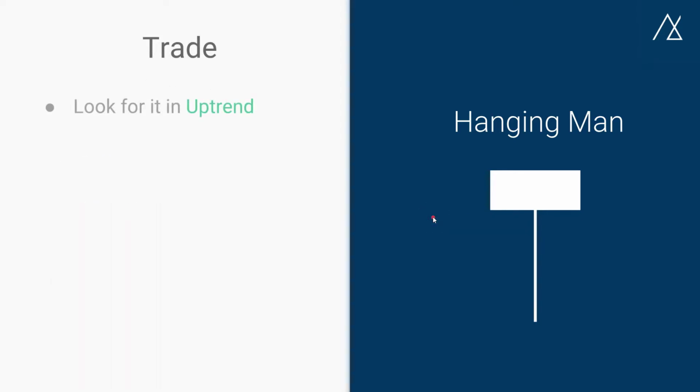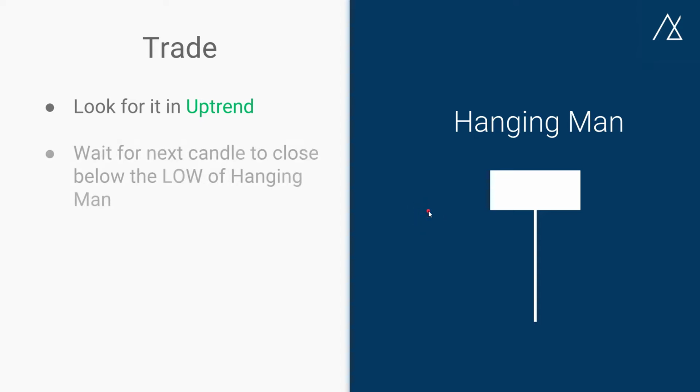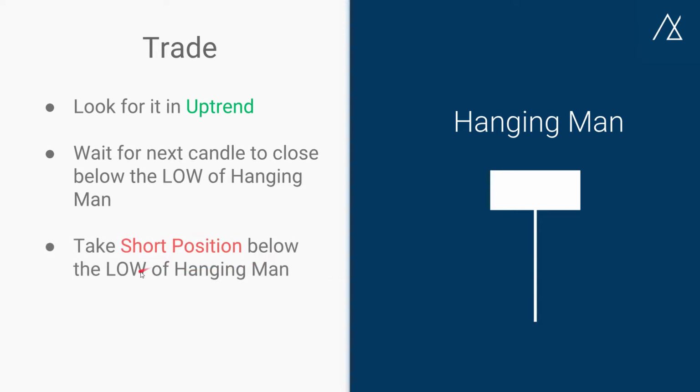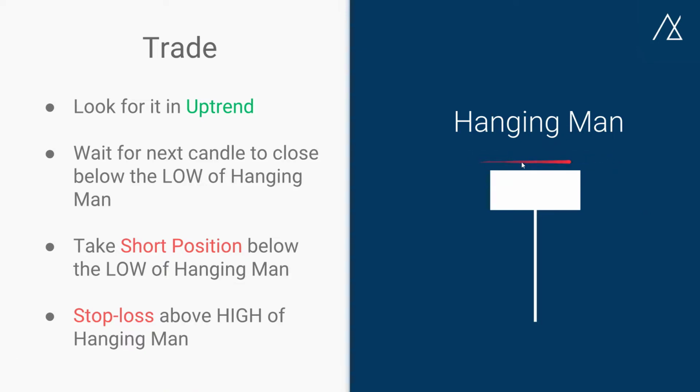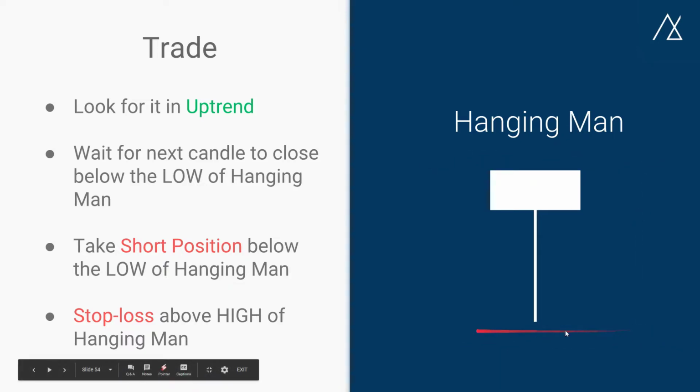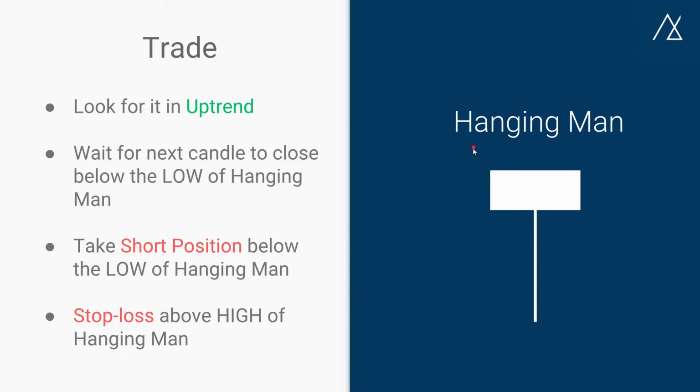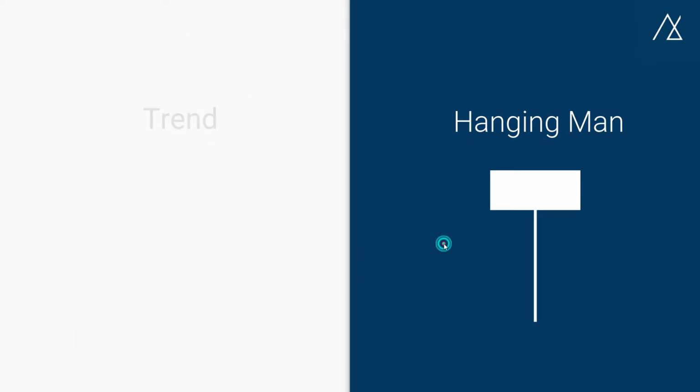Let's see how we are going to trade. Look for it in an uptrend and wait for the next candle to close below the low of the hanging man. Then we will take the short position below the low of the hanging man, and the stop loss will be above the high of the hanging man. So we will start our position from here and place a stop loss here. This is how it is going to be traded.